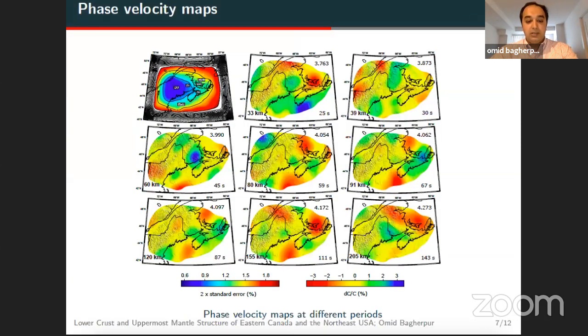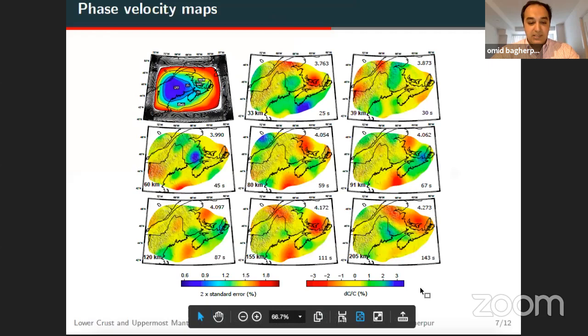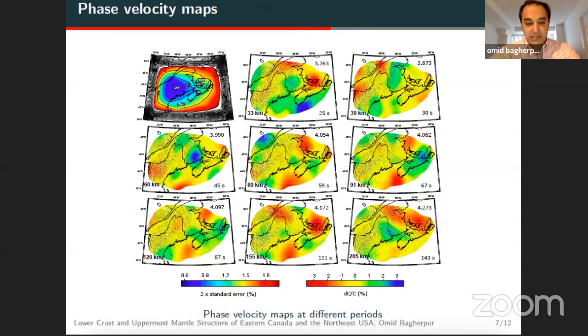So here are the phase velocity maps, the useful output of the tomography program. You can see the phase velocity maps at different periods. The inversion also outputs the covariance matrix that you can use to do some error analysis. And I used the contour of 1.5% for the map of 2 times the standard error at a 95% confidence interval to mask the area, so that I can statistically say the outputs are reliable.